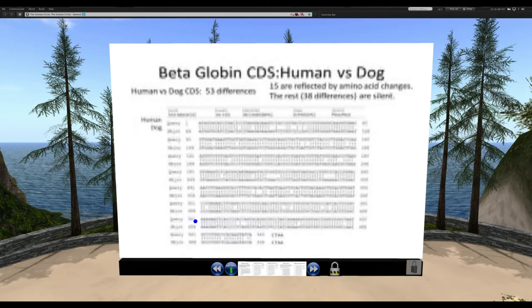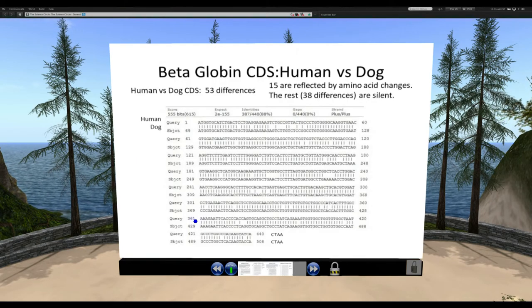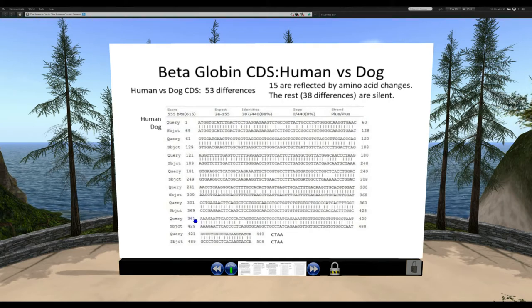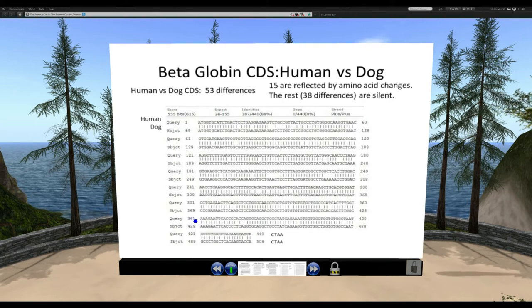So what does the DNA look like? This is the beta globin coding sequence, the part of the DNA sequence that is translated on the ribosome.